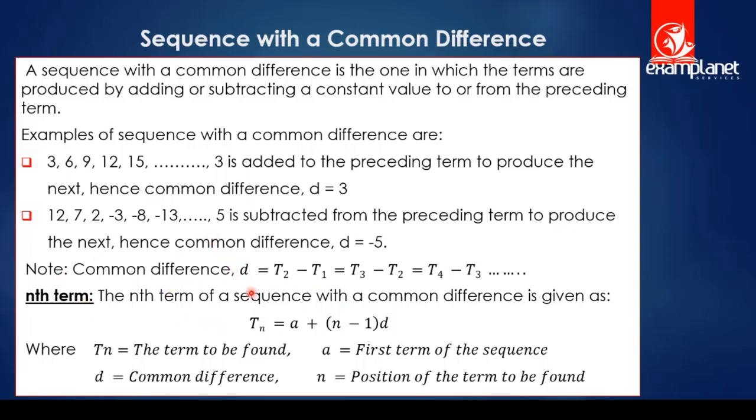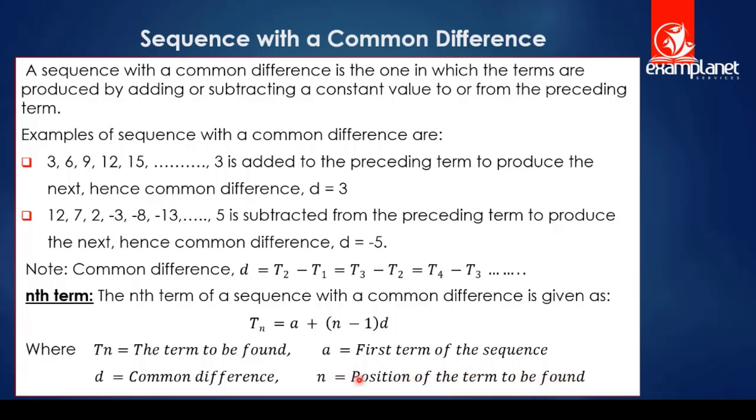So this relation or the formula here, we can use it to calculate any particular member of a sequence that has a common difference. Tn is equal to a plus open bracket n minus 1 bracket closed times d. So the Tn is the term we want to find. A represents the first term of the sequence. D represents the common difference. And n represents the position of the term to be found.